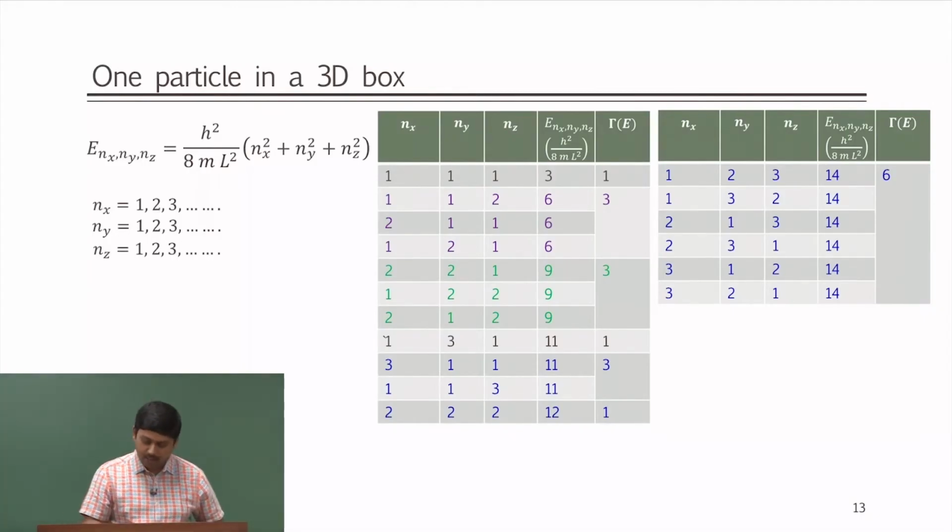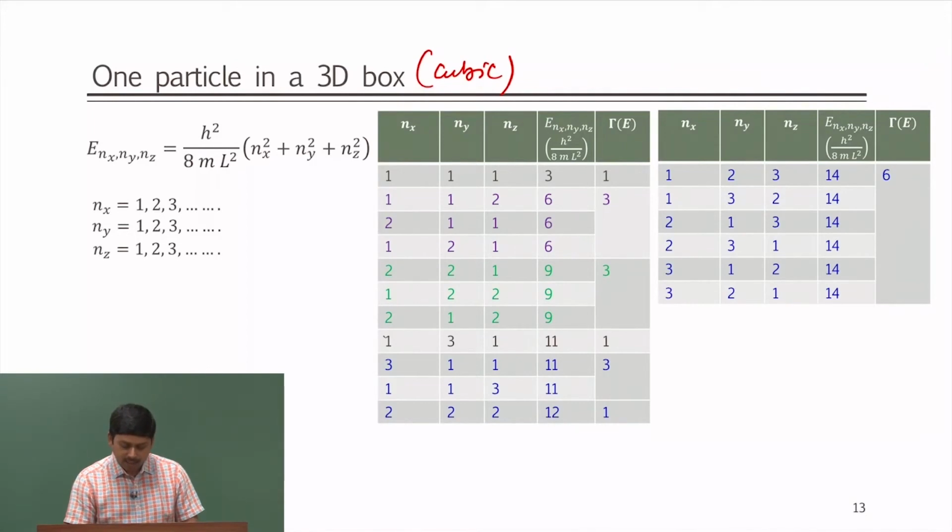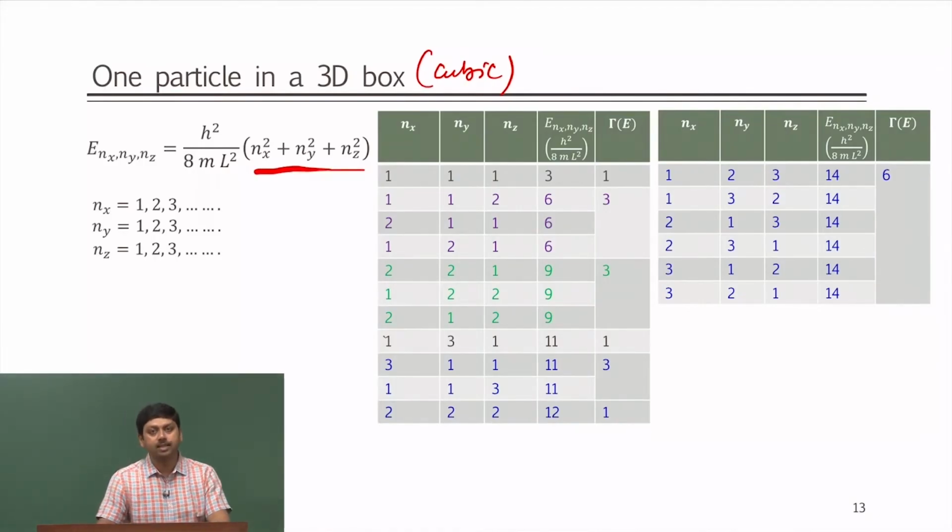So, we can write the energy as (nx square plus ny square plus nz square) h square by 8 m L square, where L is the length. We are talking about a 3D box which is a cubic box where all the 3 lengths are the same. h is a constant, m is, let us say, that of an electron, so it is constant, and L is, let us say, fixed. Even then we have the quantum numbers nx, ny and nz.